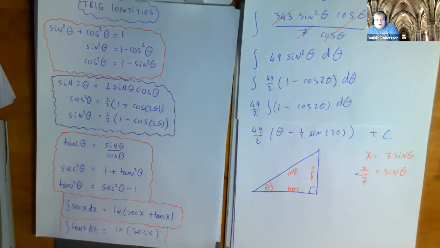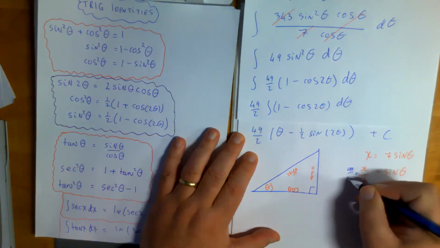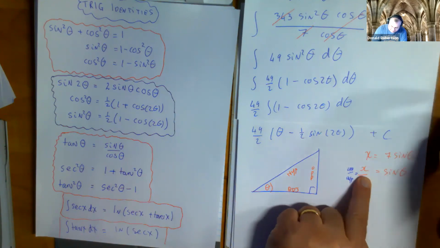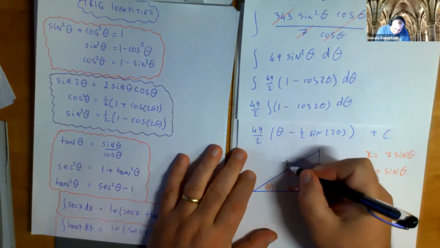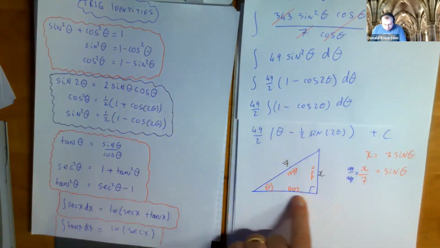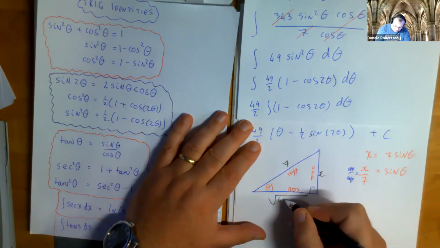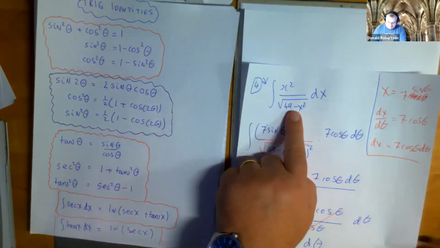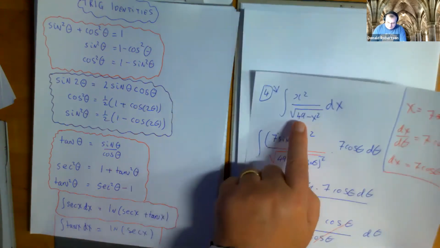What's the SOHCAHTOA version of sine? Opposite over hypotenuse. Which now means that I can use the fact that the opposite is x and that the hypotenuse is 7. And then if you want to use Pythagoras, the adjacent is this guy, take away that guy squared. So 49 take away x squared. And is that good news? Yes. Good sign.